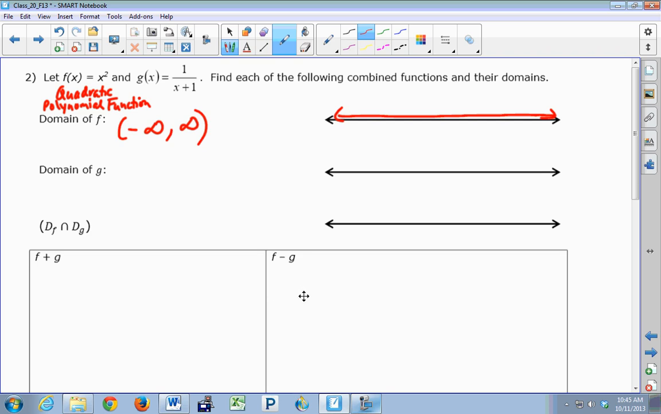Rational, right. Wow, Shane. Woo, go. You go, boy. Rational function. Okay.